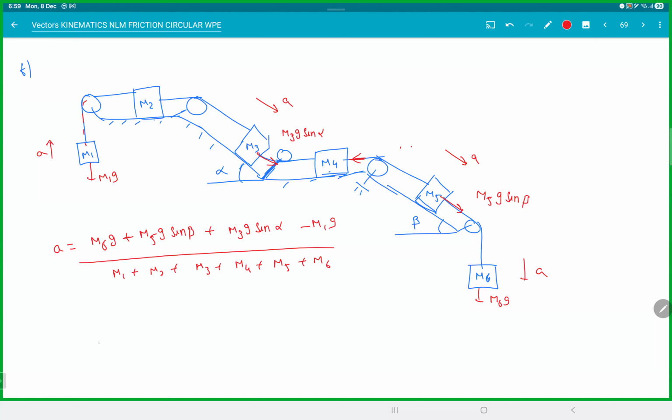If I make all these blocks in a straight line, won't you just take the forces along the string? That M5g cos beta will never help you to go along the incline. So the only one who is responsible for motion is that sine beta there and sine alpha here. M2, M4 are doing nothing. M1 is fighting back actually. M6 is helping you down. Is that clear, everyone?